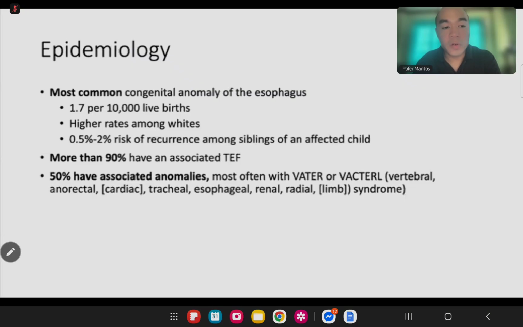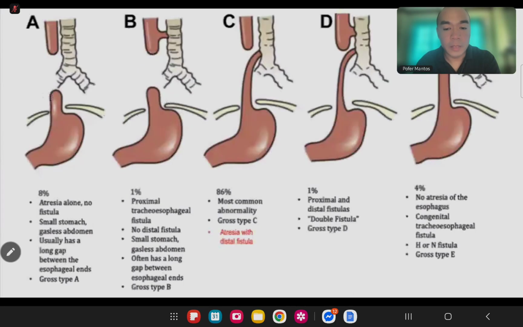Also, 50% of these esophageal atresia is associated with what we call the VACTERL syndrome, which involves the vertebra, the anorectal, the cardiac, tracheal, esophageal, renal, radial, and the limb. So it's not quite common, and hopefully you'll be able to see such patients when you rotate in your clinics or in the hospital para mas ma-appreciate ninyo siya.